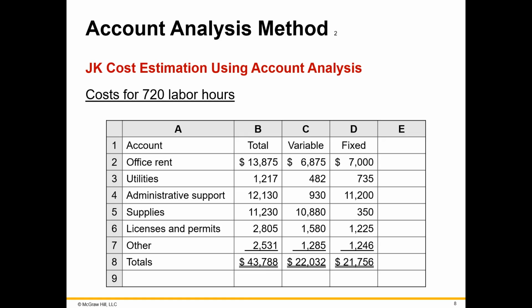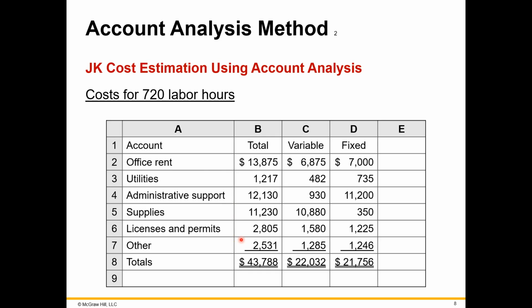Here's an example of an overhead account. The overhead account for 720 labor hours originally just showed a total of $43,788 in overhead. And so since we're doing this account analysis, what we did is we broke out all the costs under overhead. We broke it out into office rent, utilities, admin support, supplies, licenses and permits, and other. So now we have more detail.